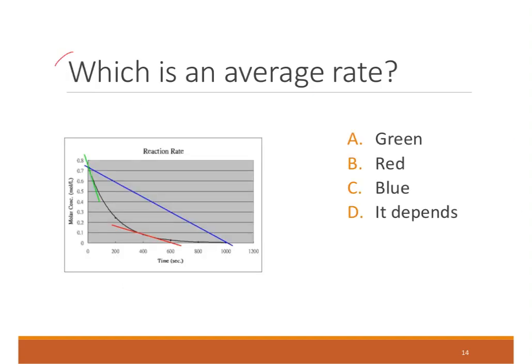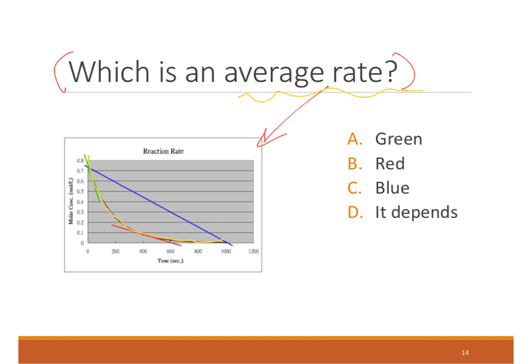So let's check your understanding. Look at the graph with the three different colored lines: a red one, a green one, and a blue one. The reaction itself is represented by this curved line, the black line, now yellow. Which of these lines, the green, red, or blue, represents an average rate?